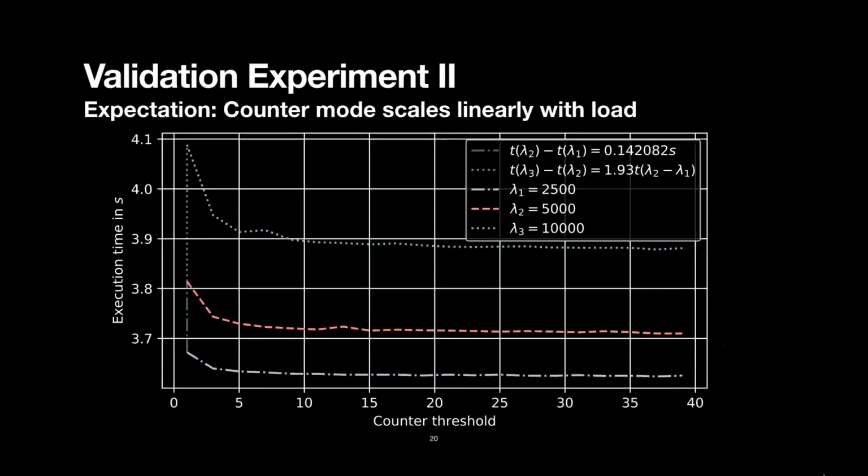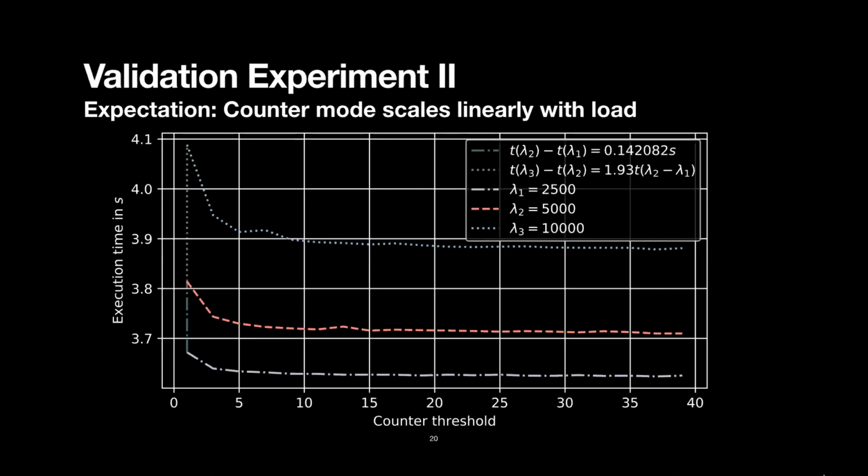In the second validation experiment, we have plotted the execution time for 3 different parameters lambda for the Poisson distributed random load generation in counter mode. We do this because we want to show that the counter mode scales linearly with the network load. In the legend, you can see the 3 lambda values, the last 2 being twice as big as the previous ones.